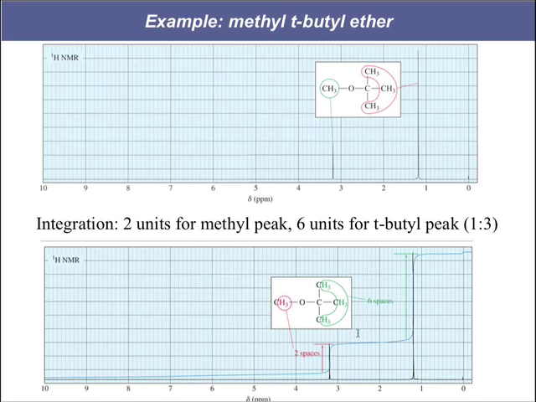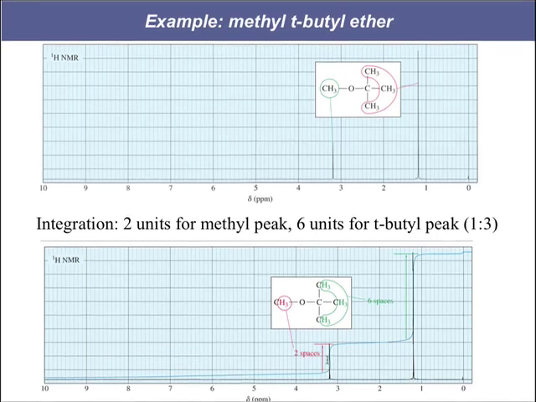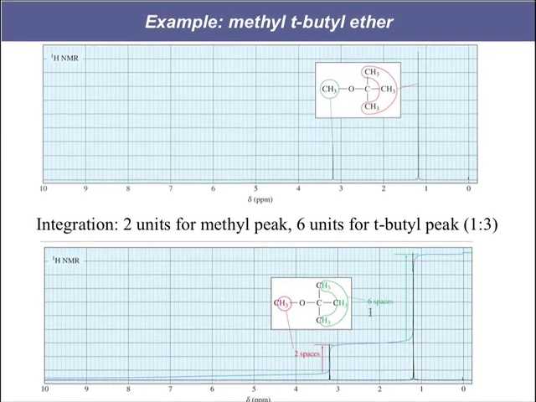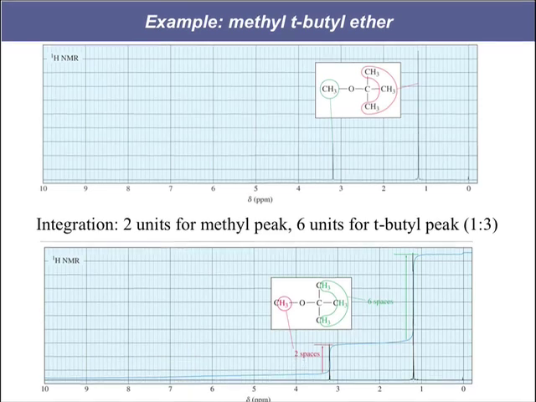It's the ratio that matters. 2 spaces does not necessarily mean 2 hydrogens. 6 spaces does not necessarily mean 6 hydrogens. But 2 spaces to 6 spaces is 1 to 3. That is the same ratio as 3 to 9. So it's the ratio that matters. That's called the integration line. And again, that's another piece of information that the spectrum will give you.